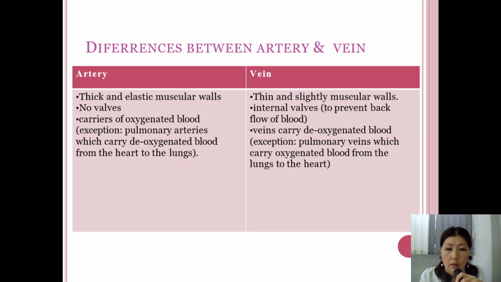Vein, thin and slightly muscular walls. It has internal valves to prevent back flow of blood. And the veins carry deoxygenated blood. Exception, pulmonary veins, which carry oxygenated blood from the lungs to the heart.